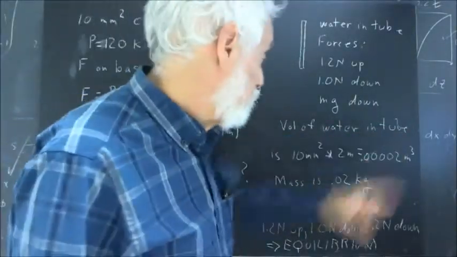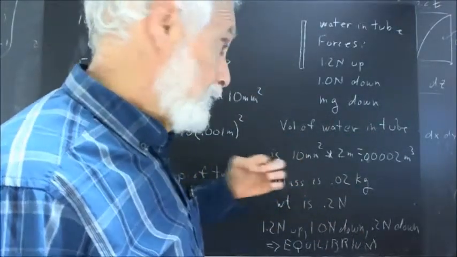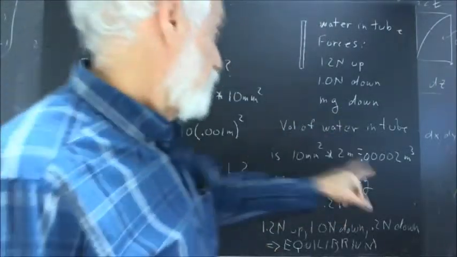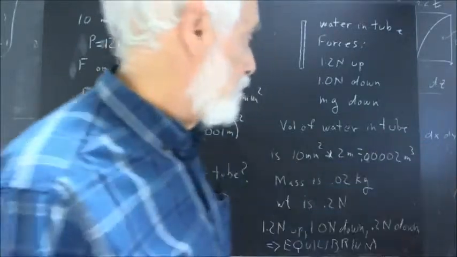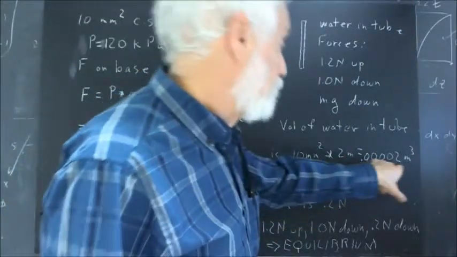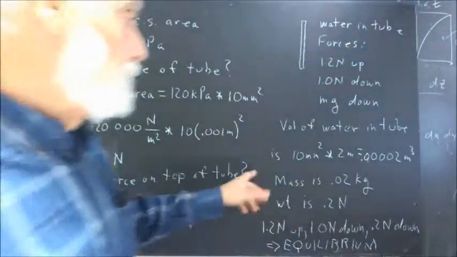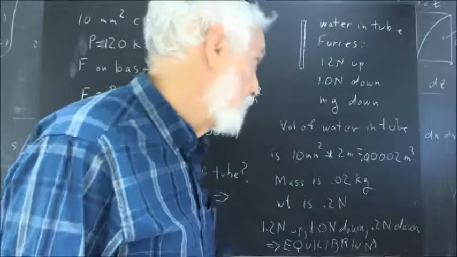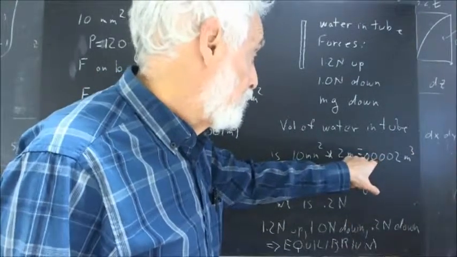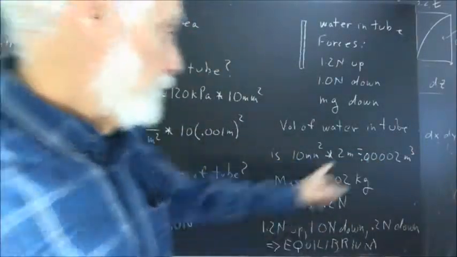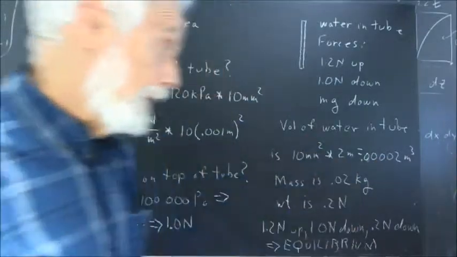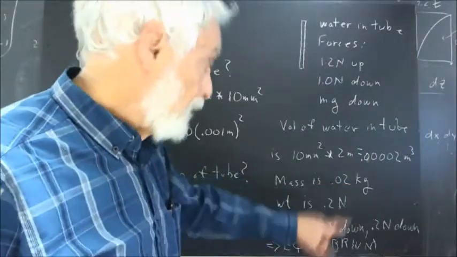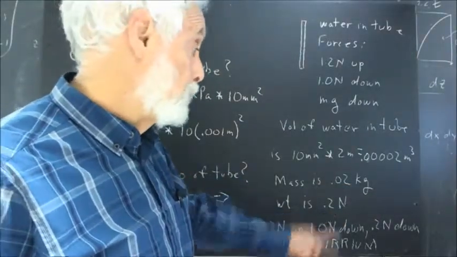Volume of water in the tube is 10 square millimeters, the cross-sectional area, multiplied by the height, which is 2 meters, and that's going to be 2 times 10 to the negative 5th cubic meters, 4 zeros and a 2. Multiplying this by the density of water, which is 1,000 kilograms per cubic meter, we're going to get 0.02. You're going to move the decimal over 3 places when we multiply by 1,000. So we get 0.02 kilograms, and multiplying that by the acceleration of gravity, we get a weight of 0.2 newtons.